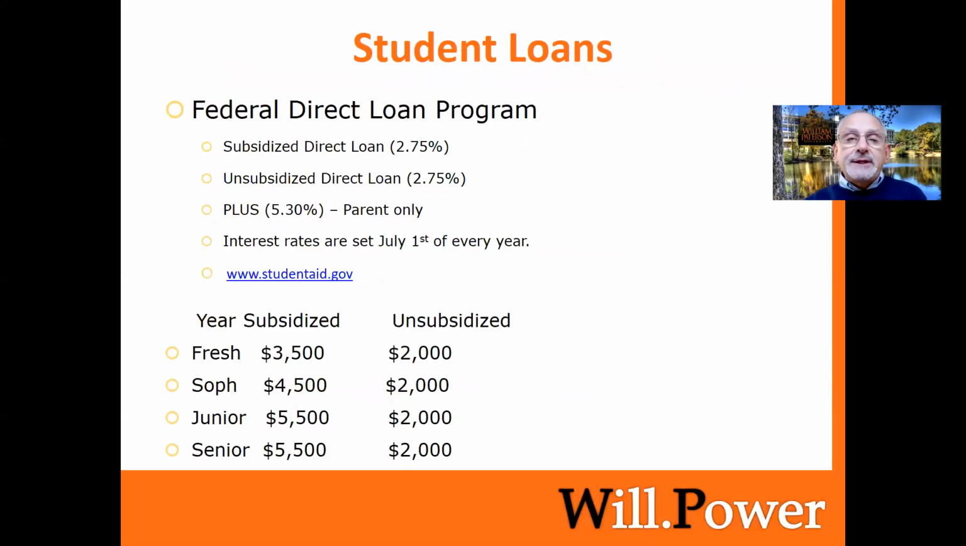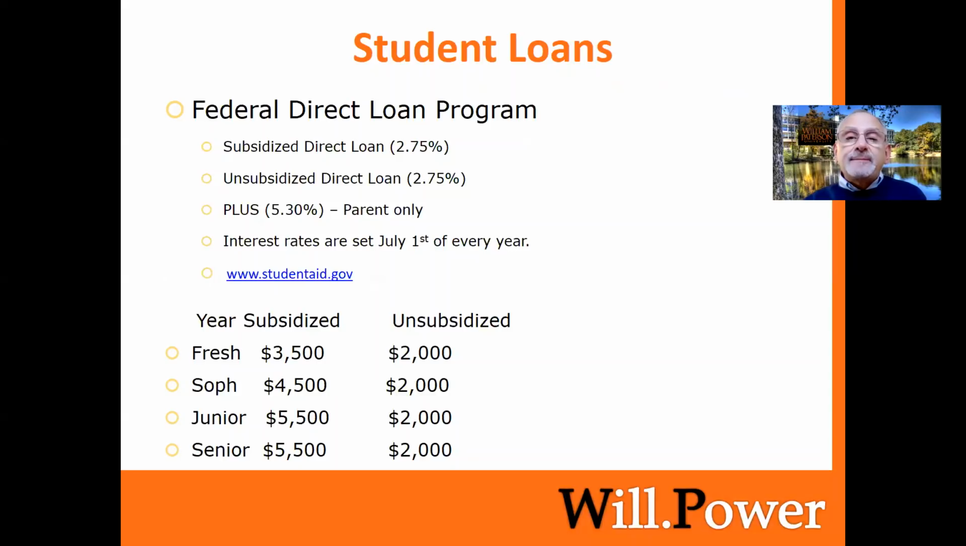If you don't complete your FAFSA by April 15th every year, you will forfeit your TAG or any other state grants. Now, student loans. The federal direct loan program is broken up into subsidized and unsubsidized loans.